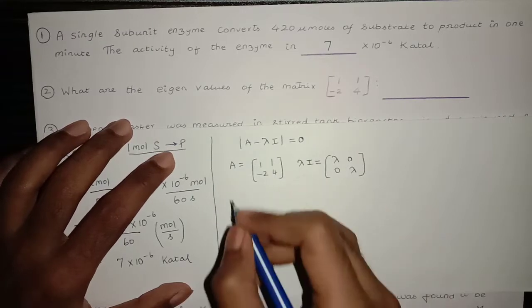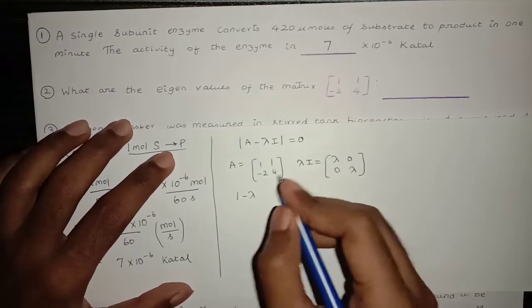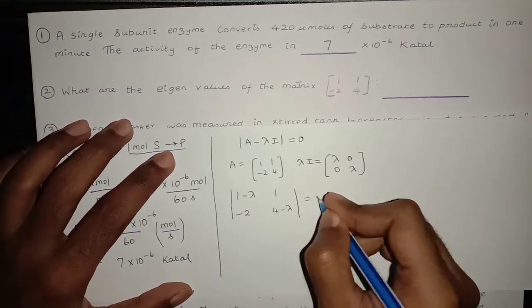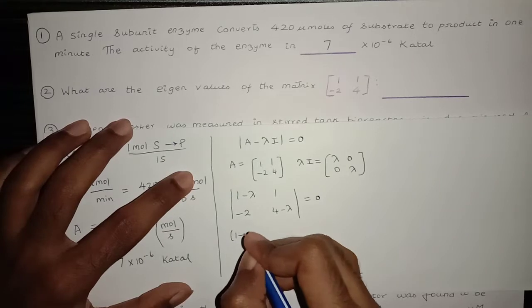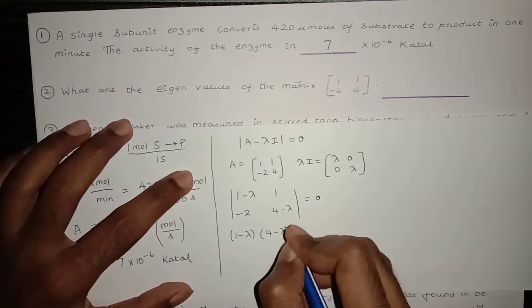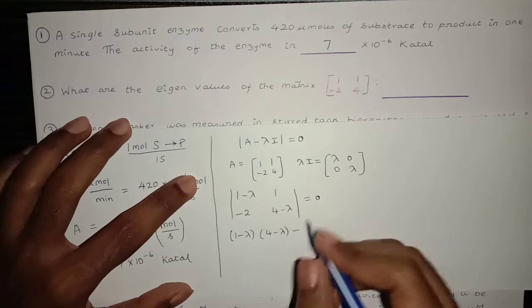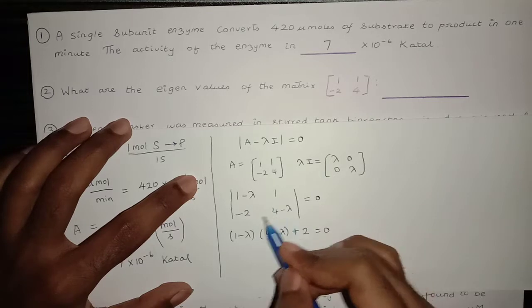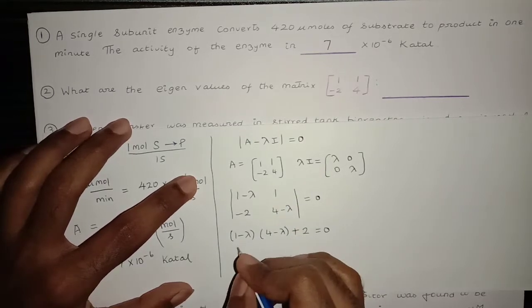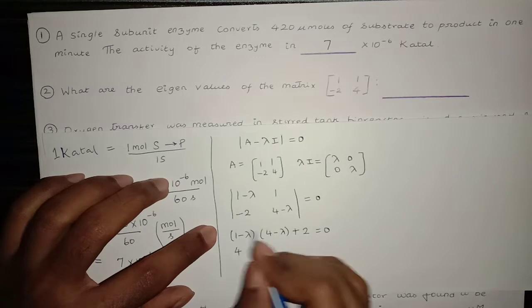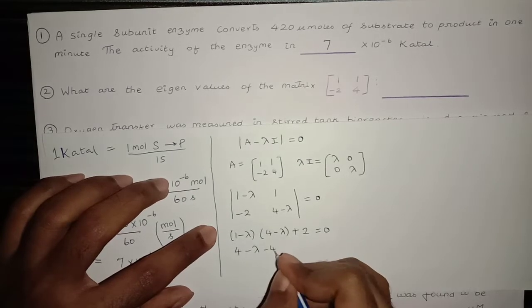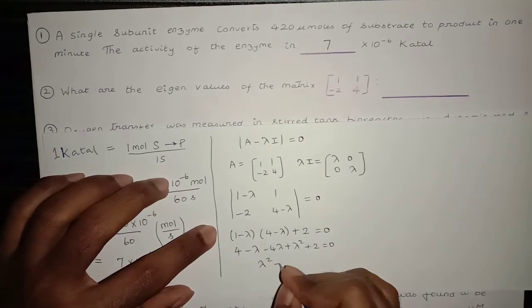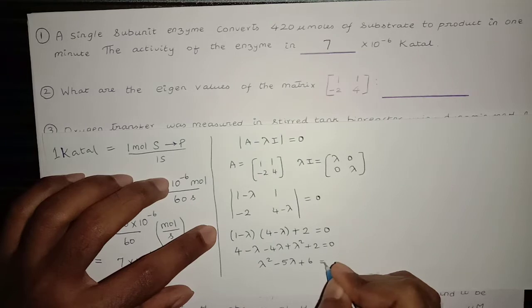Therefore the determinant of A minus lambda I is 1 minus lambda, 1, minus 2, 4 minus lambda, is equal to 0. Therefore 1 minus lambda times 4 minus lambda minus of minus 2 plus 2 is equal to 0, which is nothing but A, B, C, D, so AD minus BC. So let's multiply 1 into 4, 4, 1 into minus lambda, minus 4 lambda, plus lambda square plus 2 is equal to 0. Lambda square minus 5 lambda plus 6 is equal to 0.